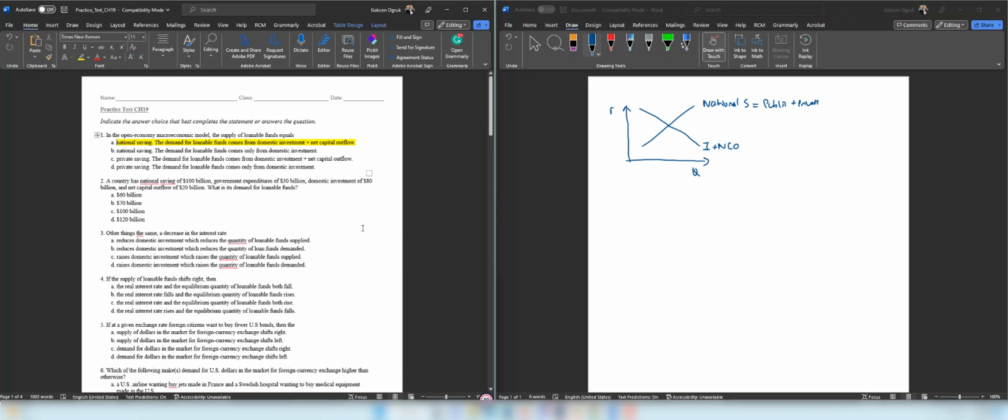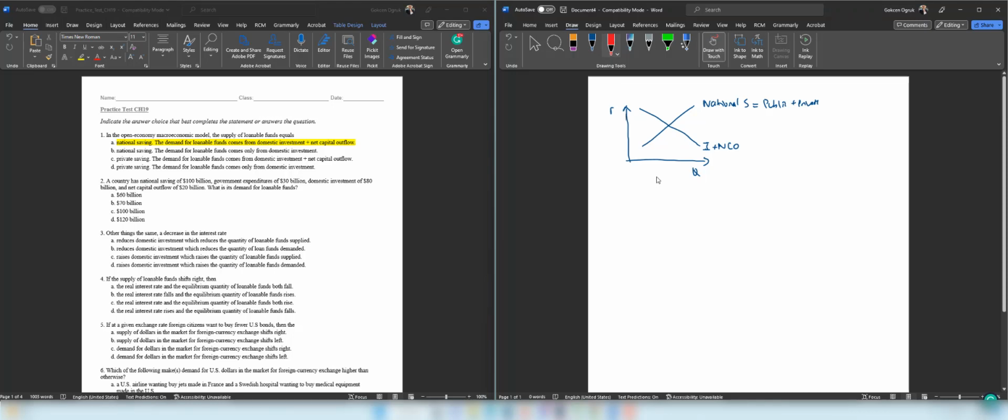The second question: a country has a national saving of 100 billion, government expenditures of 30 billion, domestic investment of 80 billion, and net capital outflow of 20 billion. What is the demand for loanable funds? For loanable funds, remember the demand comes from two things, the sum of these two, investment plus NCO. From the question, we know that domestic investment is 80 billion plus net capital outflow 20 billion. So therefore, demand is $100 billion. So the right answer is C.